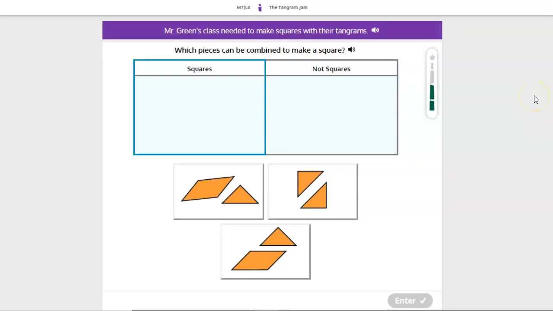Here's our first activity. Mr. Green's class needed to make squares with their tangrams. Which pieces can be combined to make a square? So we need to look at these 3 pairs of pieces to see which ones we can combine to actually make a square, and we can sort these into which ones make a square and which ones don't make a square. I'm going to give you a few minutes to look at these pieces. Kind of use them and imagine putting them together in your mind and decide if those pieces will make a square or if it won't make a square.